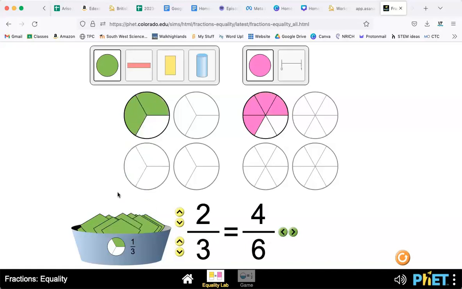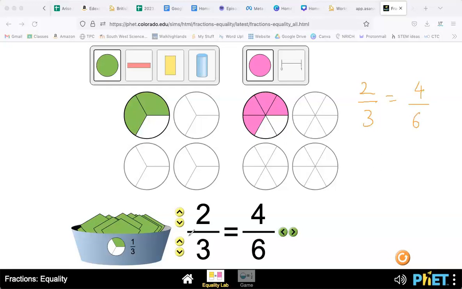Let's put some more bits in here. So 2/3 is equivalent to 1, 2, 3, 4/6. So let's bring back our annotation. So we have 2/3 is equal to 4/6. Let's think of another one.